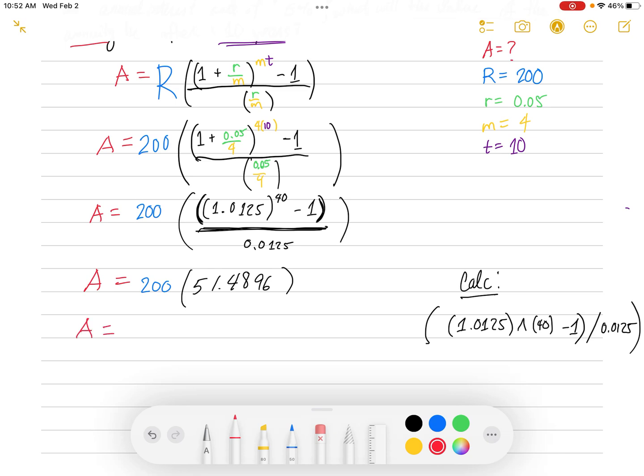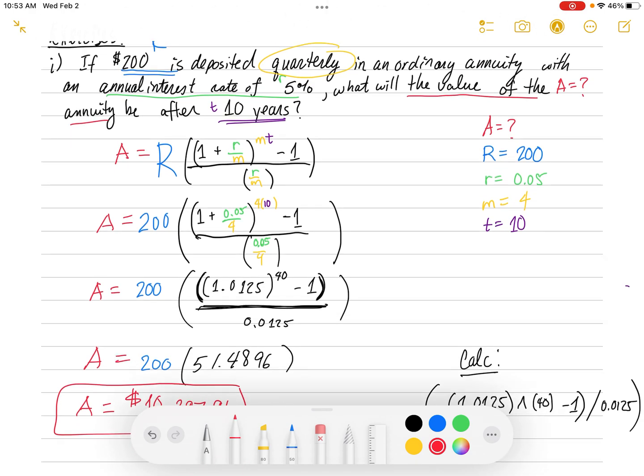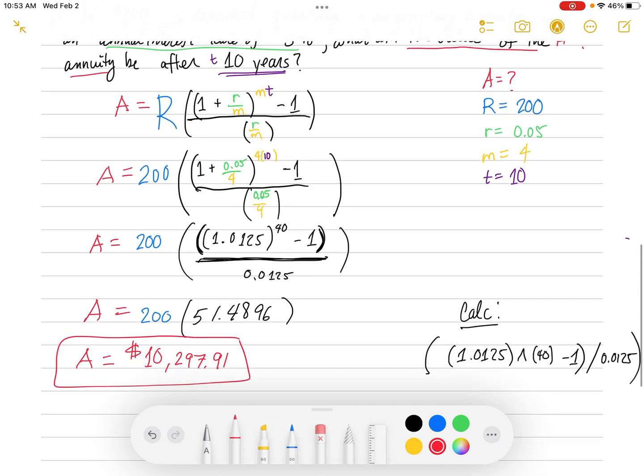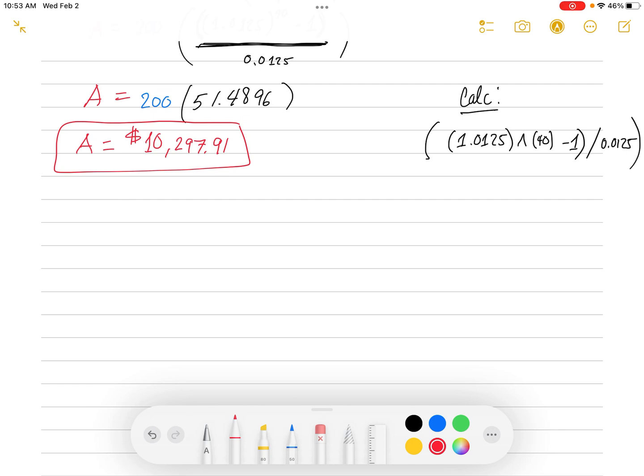Then we're going to multiply that number by the 200 and you should get pretty accurate. The future value of that annuity will be $10,297.91, rounding to the nearest cents. So if you put in $200 at the end of every 3 months for 10 years, you'll have a little over $10,000 saved up. That's including the interest that you get from a compounded interest situation.